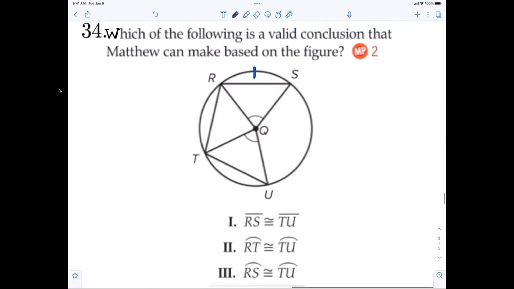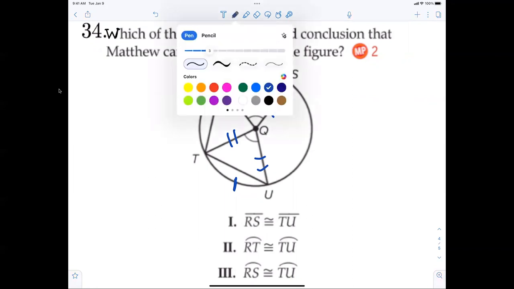RS, everybody put a little mark here and a mark here. What else must be true? R what? Yeah, those are equal because these are all what though? Radii, correct? So he can say all of these are equal. We know that because those are all radii. What else is true? Tell him. The RS is congruent to TU. Yeah, RS is congruent to TU.